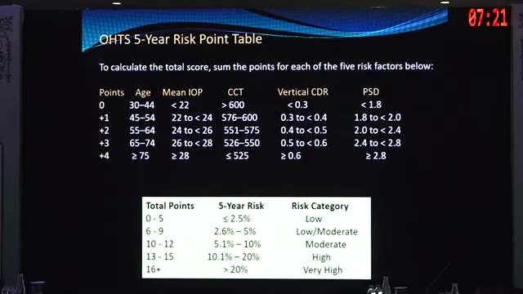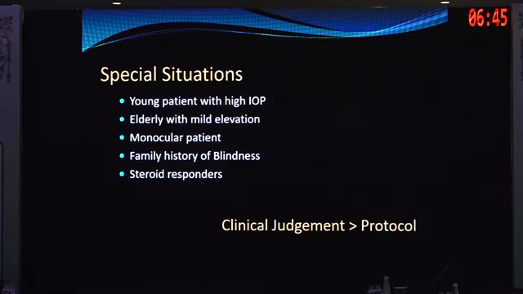This is just one of the tables, the OHTS 5-year risk point table. In this, age, mean IOP, CCT, vertical CDR, PSD, all these points are put, and from the total points, the risk is calculated. If it is less than 2.5%, the risk category is low. If it is 6 to 9, then below 5%, 10 to 12, it is 10% moderate, and higher than 12 or 15%, we say it is high risk category. We do not go into all this and add the figures up, but rather there are online risk formulas available, which we can use.